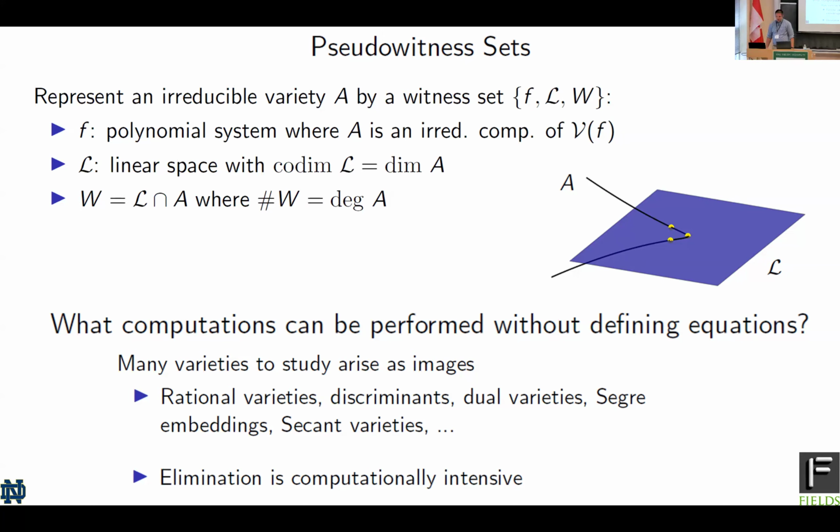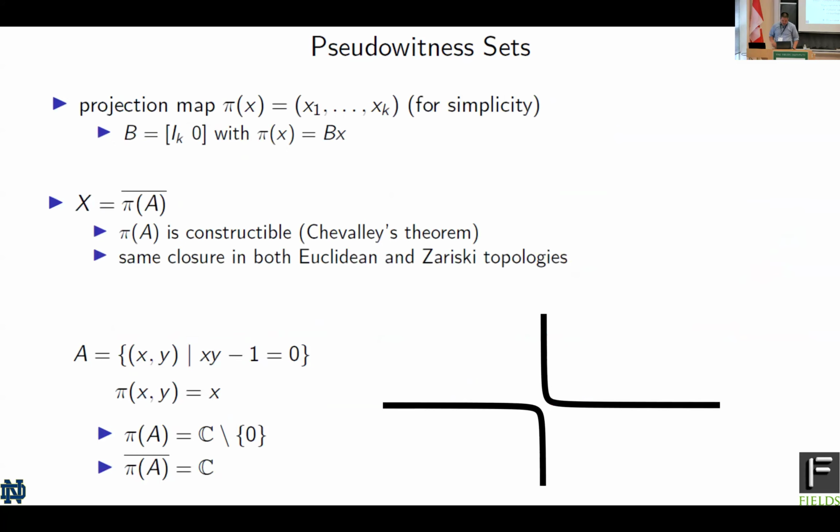Well, one way is to try to use symbolic elimination. If it works, it's great. But this is a computationally intensive algorithm. So how can we perform computations without defining equations? Of course, we need some sort of description, and the description will arise as some image. So for simplicity, let's assume that we just project onto the first k coordinates. In general, you can have any sort of matrix B, but let's assume we have the identity with the 0 there.